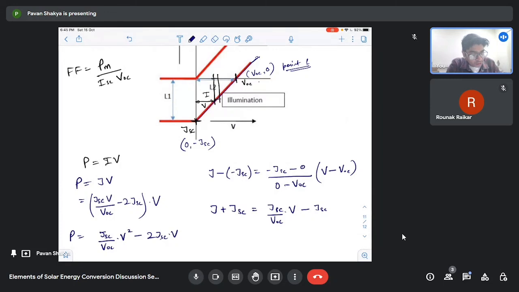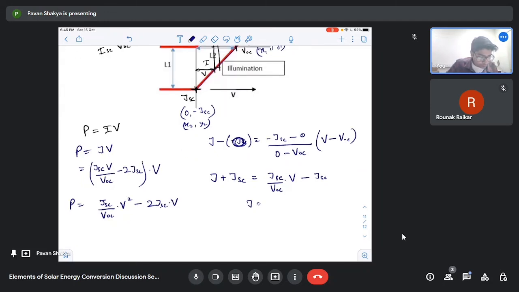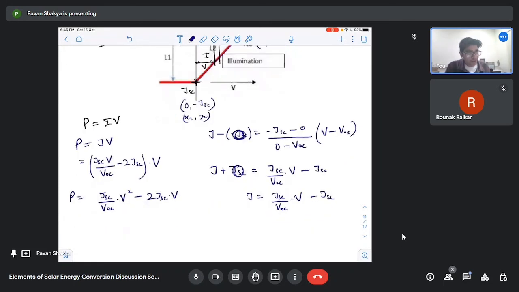This one is our x1 and y1, and this one is our x2 and y2. So the equation for this line will be y minus y1, and y1 is 0. I had made a mistake, now it's correct. So this equation will be J is equal to JSC divided by VOC times V minus JSC. At the voltage of 0, the current is minus JSC. Now this equation is correct.